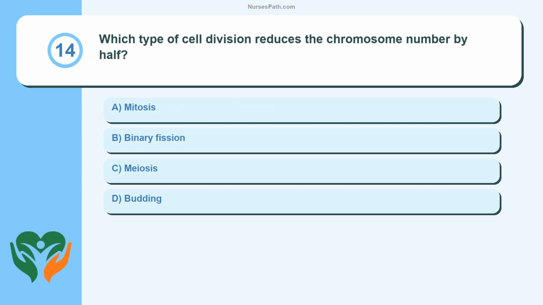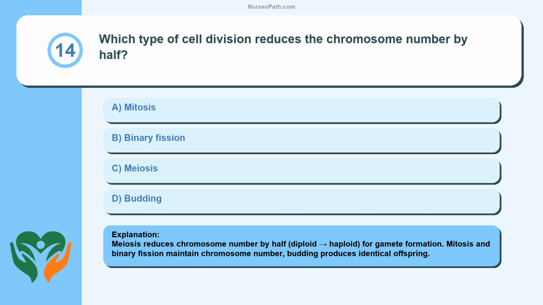Question 14. Which type of cell division reduces the chromosome number by half? Mitosis, binary fission, meiosis, budding. Meiosis reduces chromosome number by half, diploid to haploid, for gamete formation. Mitosis and binary fission maintain chromosome number, budding produces identical offspring.